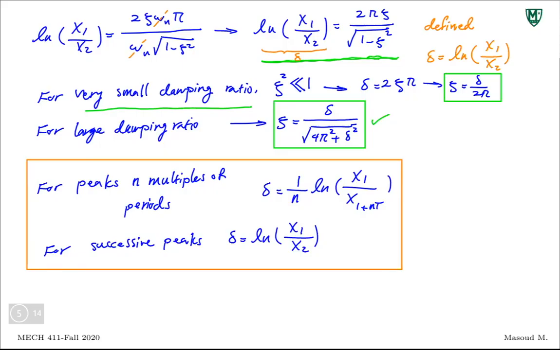Zeta is equal to C over C critical. C critical is 2m omega n. Omega n is just a function of mass and stiffness. So you can find omega n once you know mass and stiffness. You can find C critical. Once you know C critical and damping ratio zeta, you can find damping.